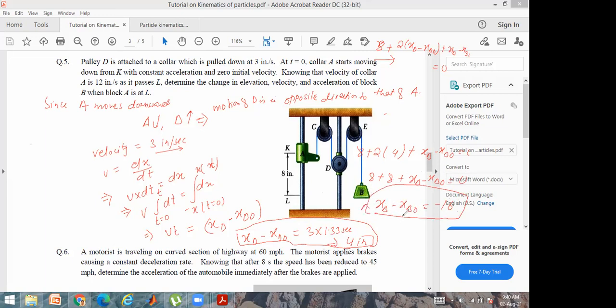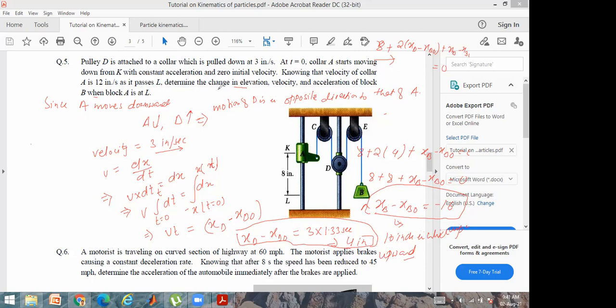So what does this imply? This implies x_B minus x_B naught, which is the change in elevation of block B, is 10 inches. In which direction does the negative sign represent? In the upward direction. We took the motion of A downward as positive, so the negative sign represents that the motion is in the upward direction.